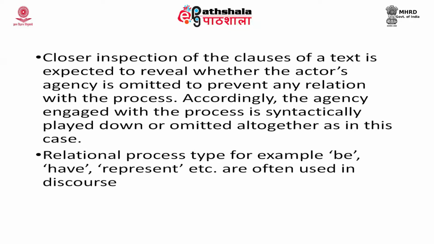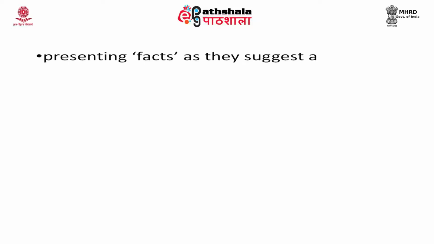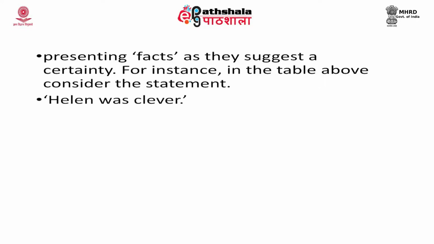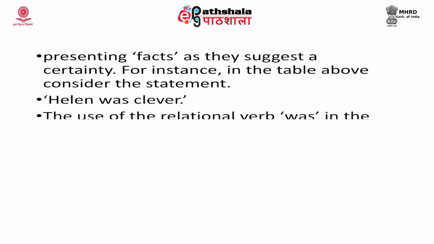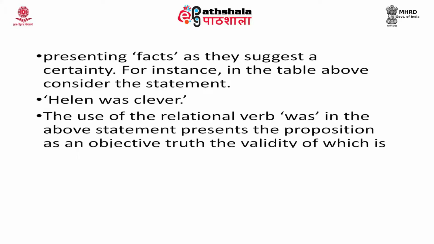Relational process types, for example, be, have, represent, etc., are often used in discourse, presenting facts as they suggest certainty. For instance, we are giving you a table. We have already given you the table above. Now consider this statement. Helen was clever. The use of the relational verb was in the above statement presents the proposition as an objective truth, the validity of which is inscrutable.